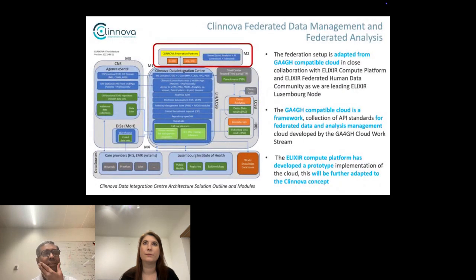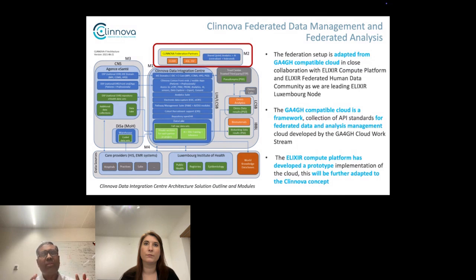Once we have this structured data, another very important thing is that we need federated data management and federated analysis. This is another project I'm involved in, called Clinnova. This is a Luxembourgish nationally funded project. I won't go into all the details. It has many components. We have the data integration center, and the main focus in this talk is the federated data management and analysis. This federated setup is adapted from the GA4GH compatible cloud.